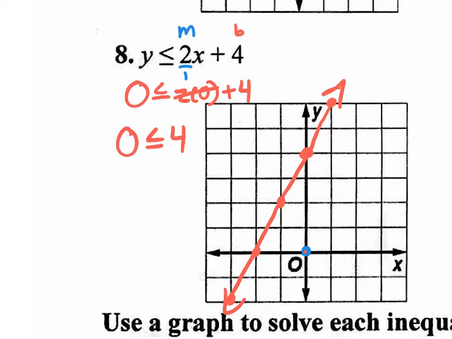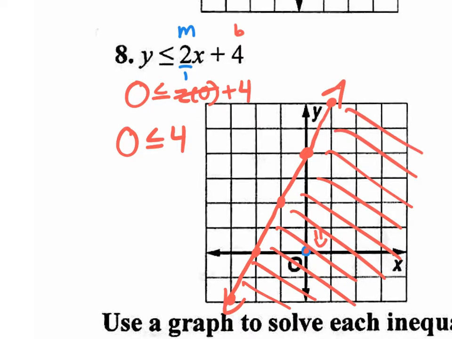So this guy right here, it works. Happy face. Okay, you don't need the happy face. But the bottom line is it does work. It is a solution. So all of your solutions are down there. If it wouldn't have worked, then you'd have to shade in the other side. All the solutions will stick together either on one side of the line or the other side of the line. You guys get it?